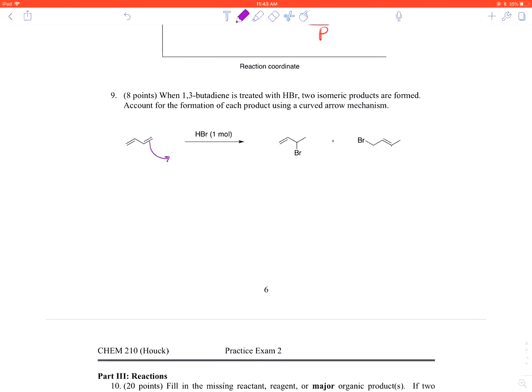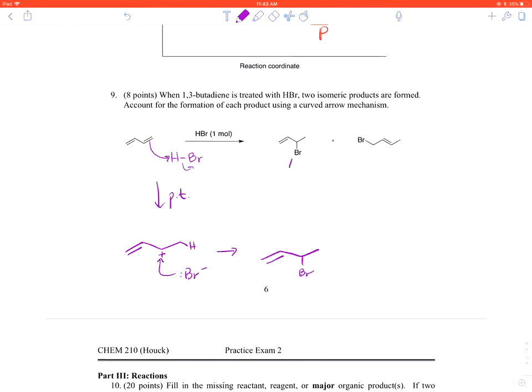All right, jumping right in. We have a proton transfer to give the more stable carbocation. Of course, we could have direct attack of that cation to give product A, let's call it. Or we could draw a resonance contributor of this structure, and Br minus could add there to give me product B.